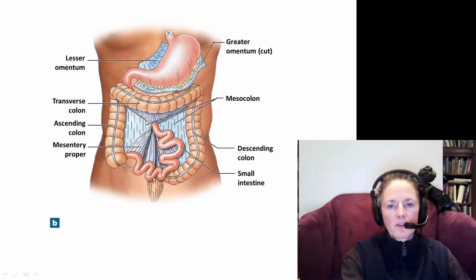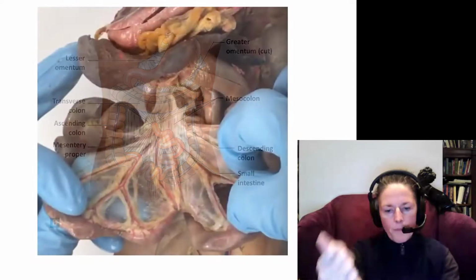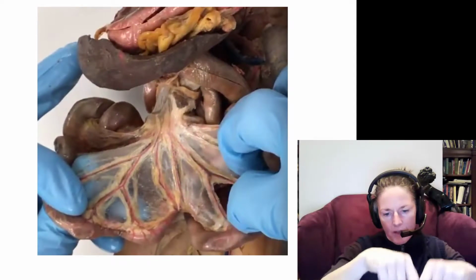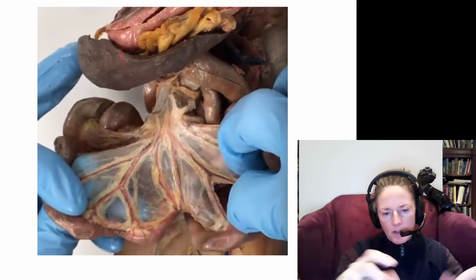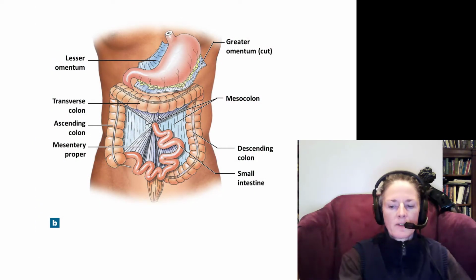And then we'll have our mesentery proper, which, as we have seen, is basically this sheet that when you pull apart the small intestine and spread it out, you can see the sheet, and you can see that it provides a very nice route for blood vessels and lymphatics.